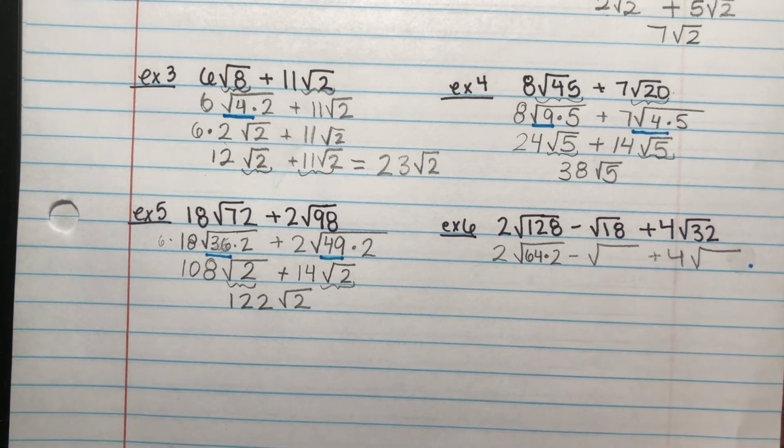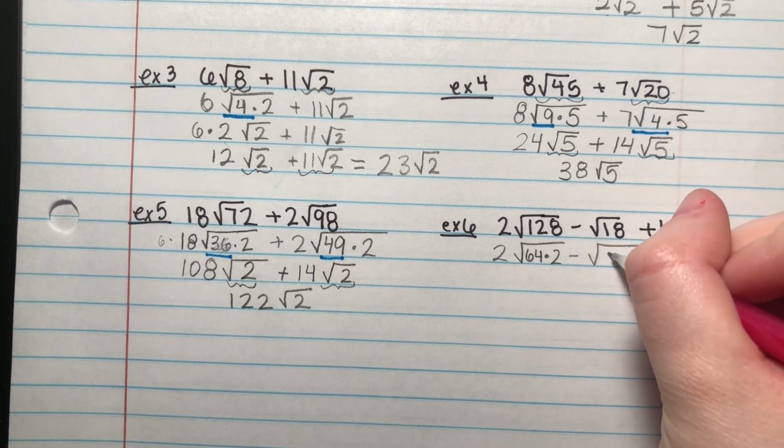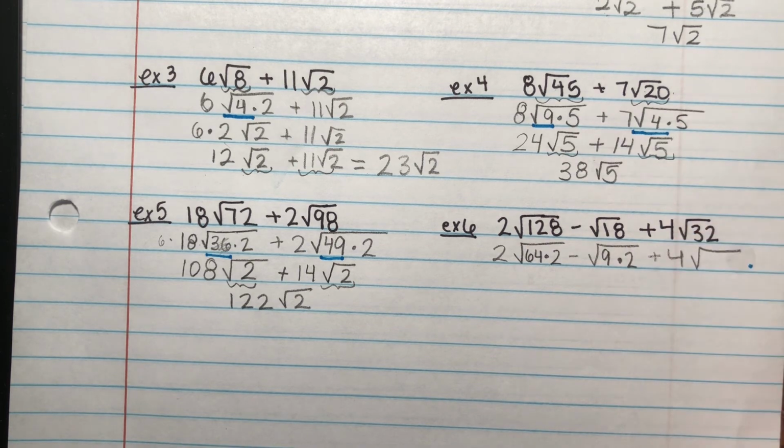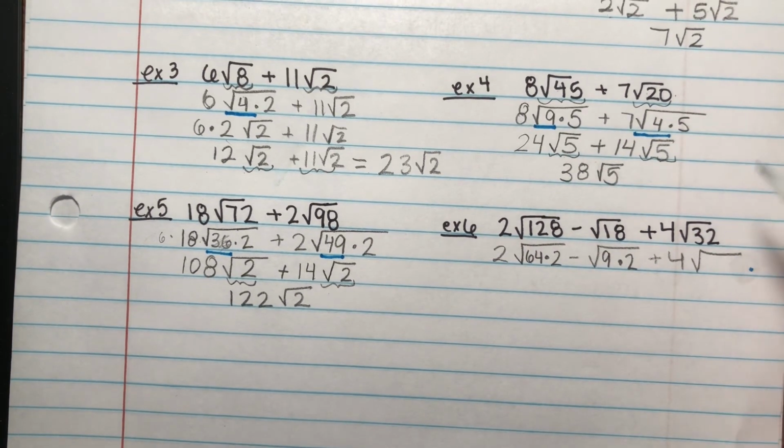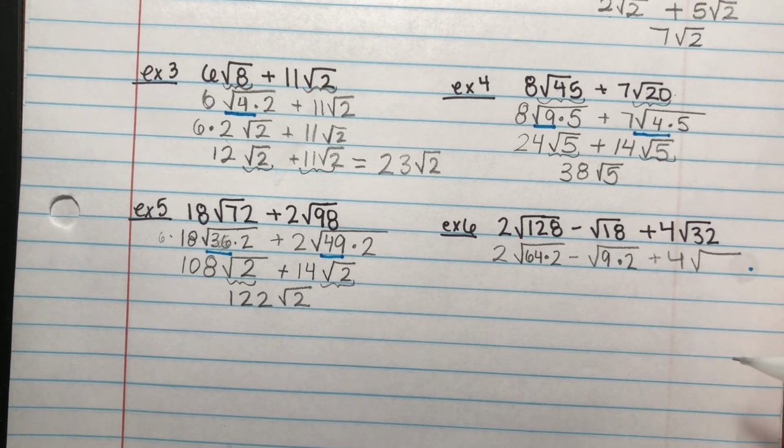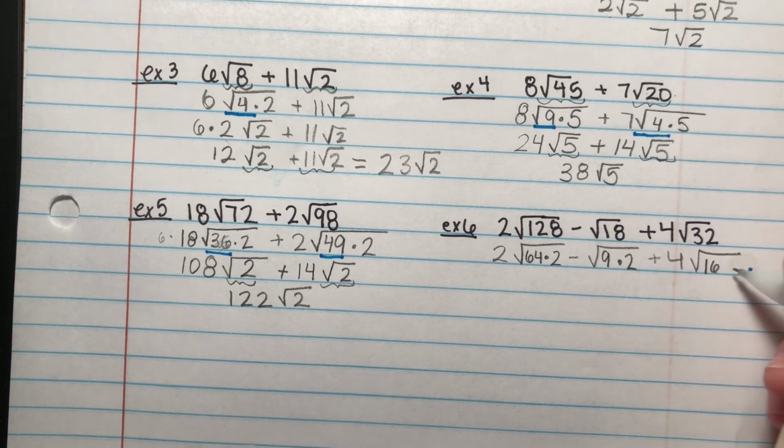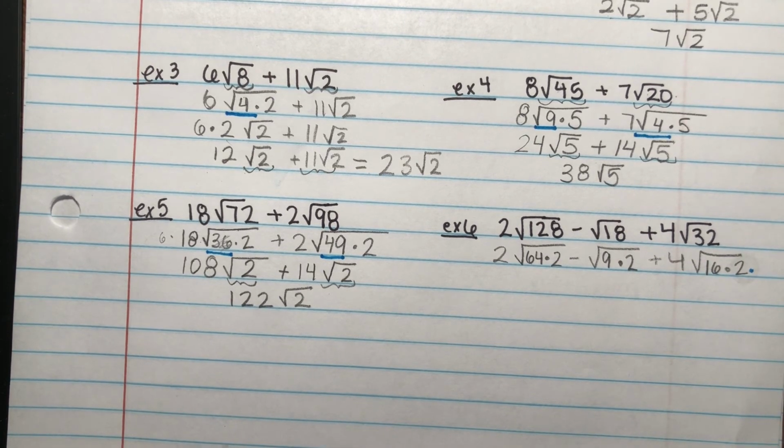All right, now 18. What are 2 factors of 18? So I'll just start with 2. What's 18 divided by 2? Gives me 9, so 9 times 2. Okay, and what about 32? What's 32 divided by 2? Well, it's 16. And is 16 a perfect square? Yes.